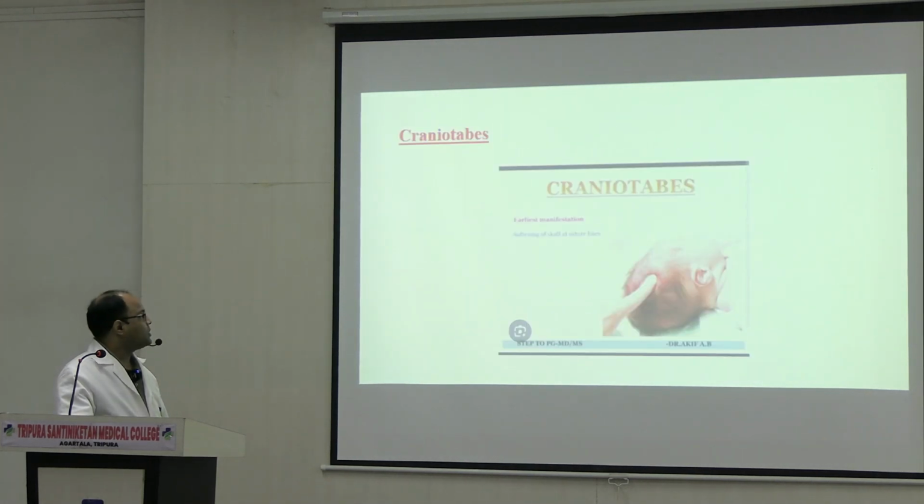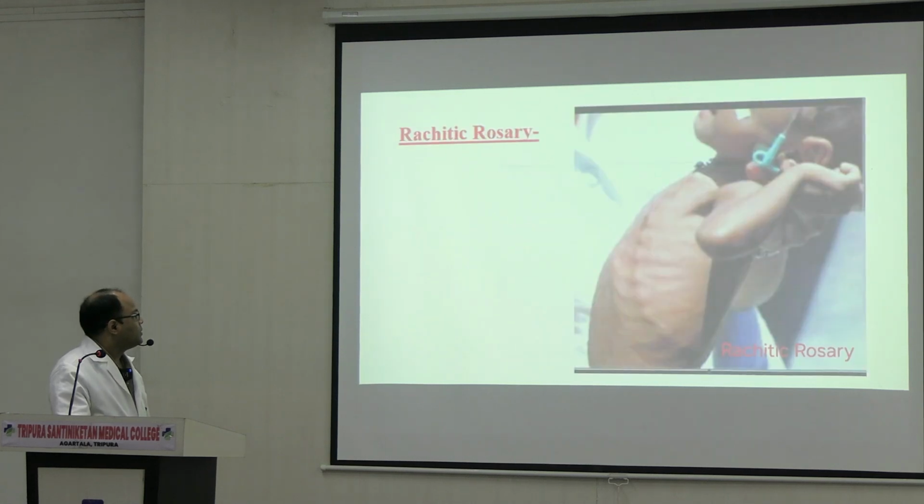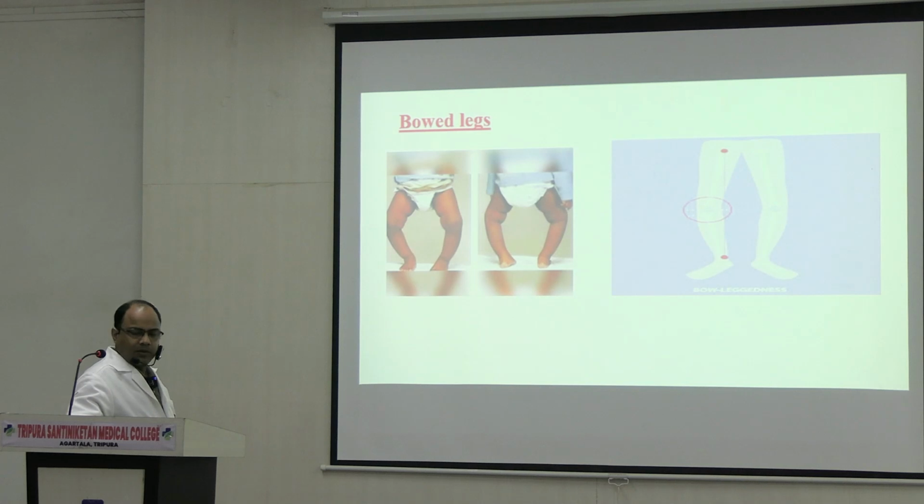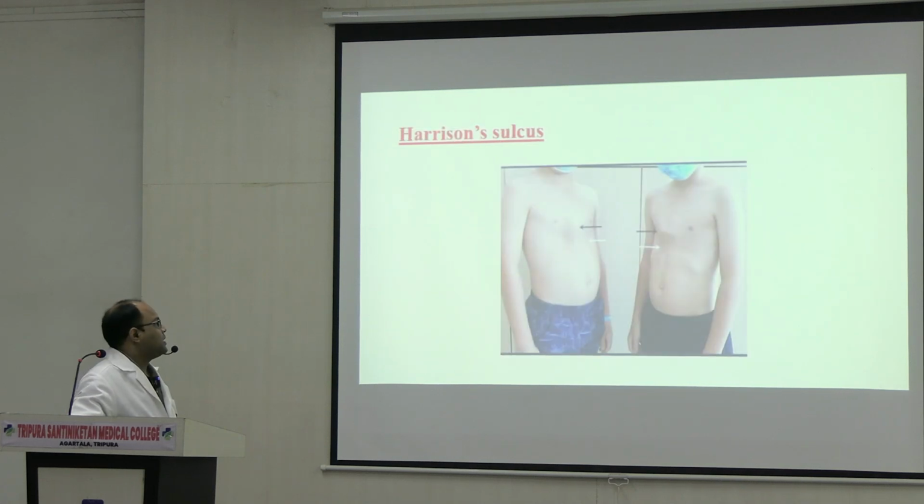So this is craniotabes. This is rachitic rosary, bow leg, Harrison sulcus.